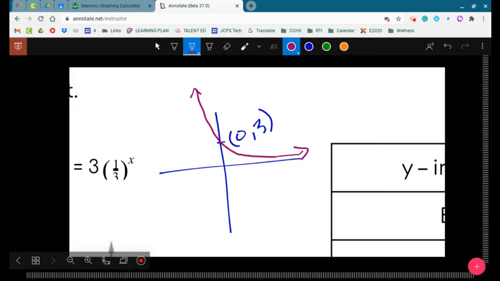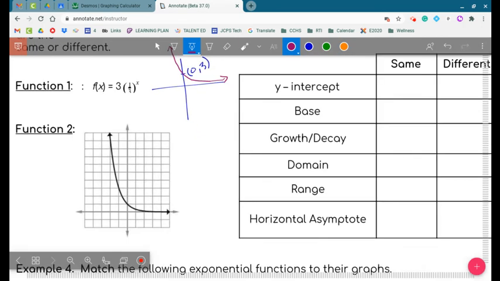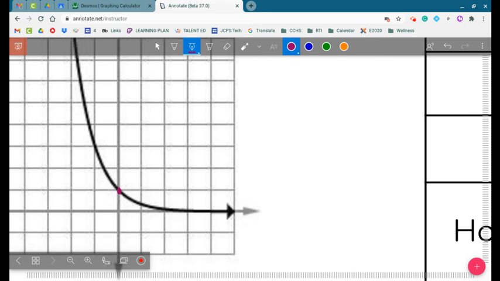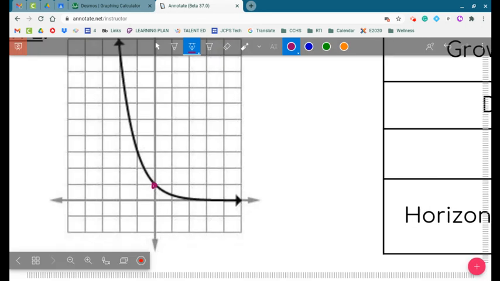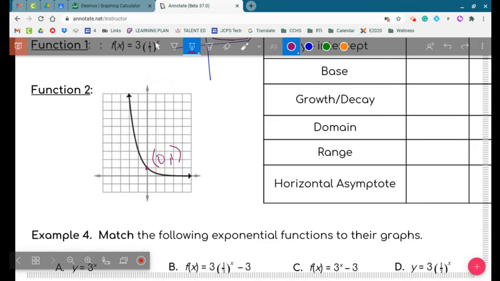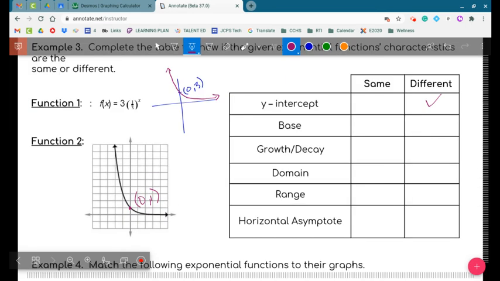Go down and grazes that. Okay. So y-intercept first, our y-intercepts are different because one's at (0, 1) and the other one's at (0, 3). So our y-intercepts are different.